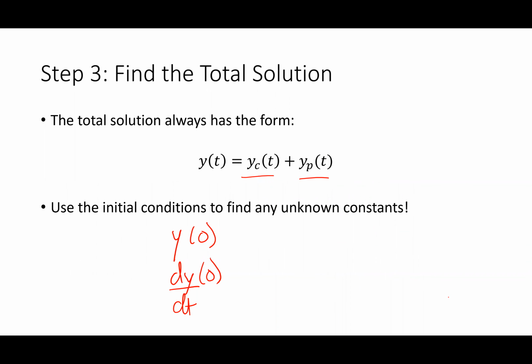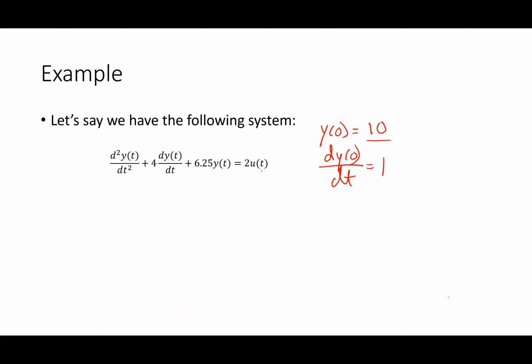Okay. Last step, right? I have to get the total solution. Total solution, I put them together and I need my two initial conditions. All right, so let's do that here with this example. What I have is a second order differential equation that looks like this. And I'm given those two initial conditions: y of 0 is equal to 10 and dy/dt of 0 is equal to 1.